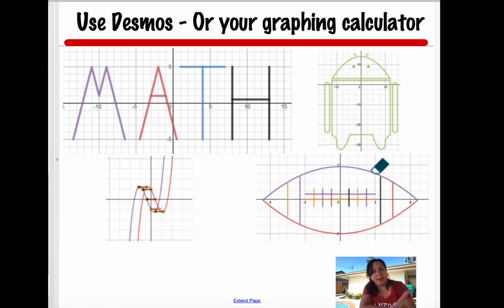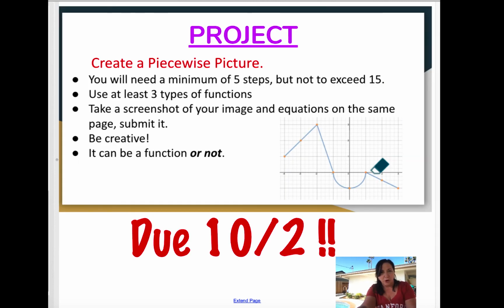I want you to create some sort of piecewise picture that maybe depicts something that you like, that you're interested in. It's not going to be that difficult because the rules are to create a piecewise picture. I stress picture, not function, because it can be a function for sure, but it doesn't have to be. You'll need only 5 steps. Like this graph right here has 1, 2, 3, 4 steps in it. Don't exceed 15 unless you really understand that you're putting in a lot of time.